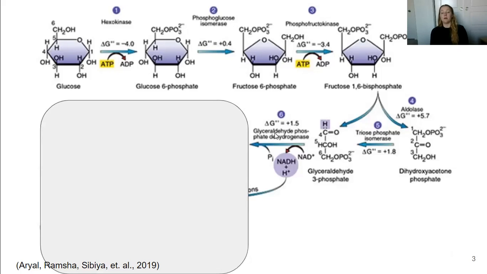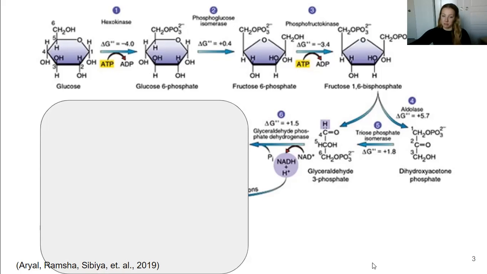So now we have steps 4, 5, and 6. We're just going to start with 4 right now. So step 4 has the enzyme aldolase, you'll see right here, which splits fructose 1,6-biphosphate into 2 sugars that are isomers of each other. Aldolase catalyzes the cleavage of fructose 1,6-biphosphate to yield 2 3-carbon molecules.